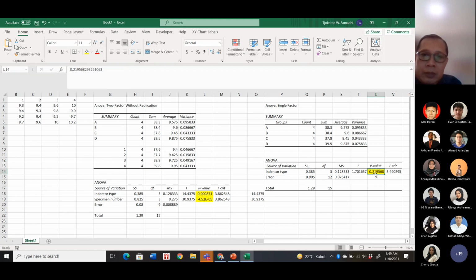Seandainya saja, okay. So if hypothetically, if it turns out that the block number does not influence the result, then perhaps if we ignore them and we perform the ANOVA as if this is just a single factor experiment, then it might give you also a significant p-value, perhaps, maybe.